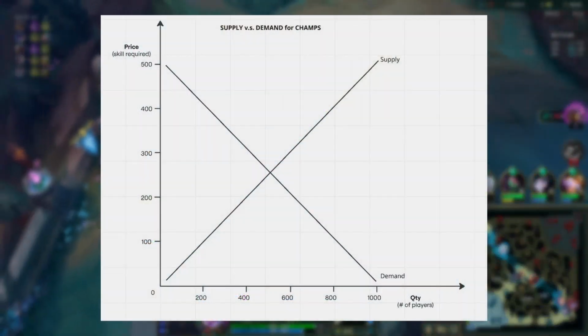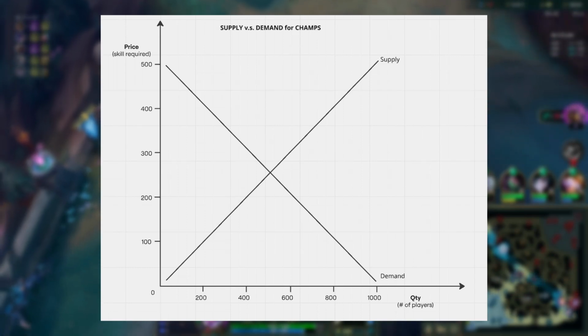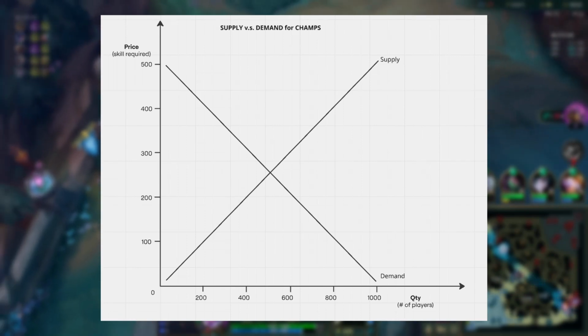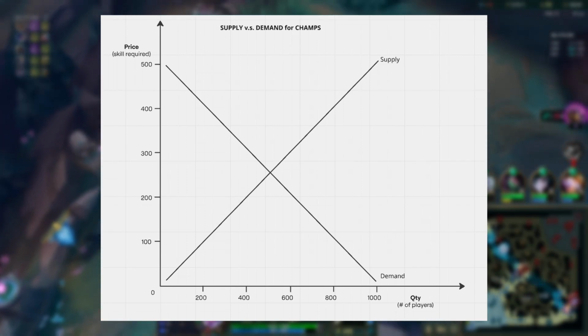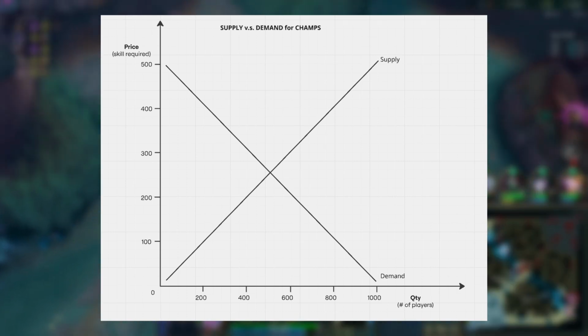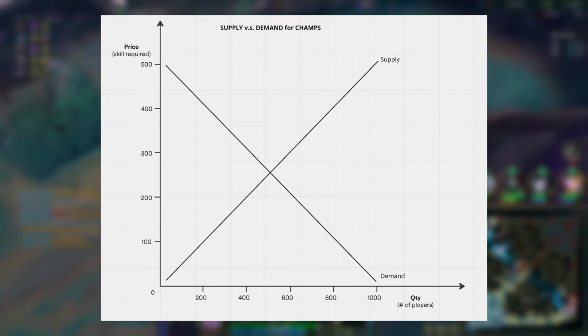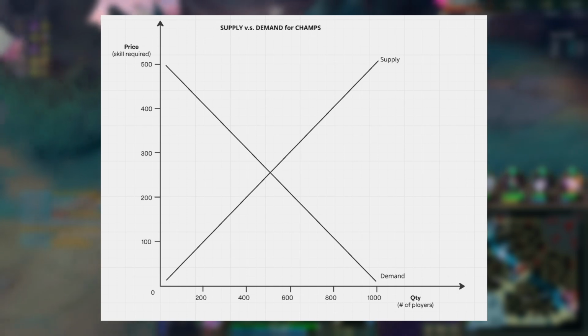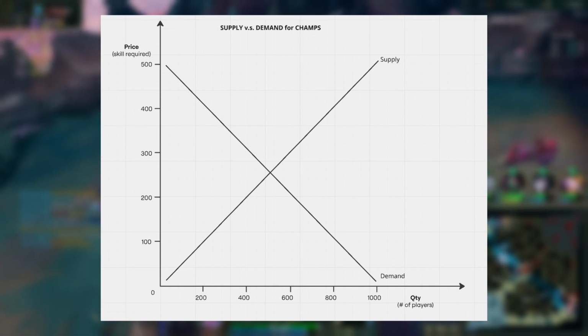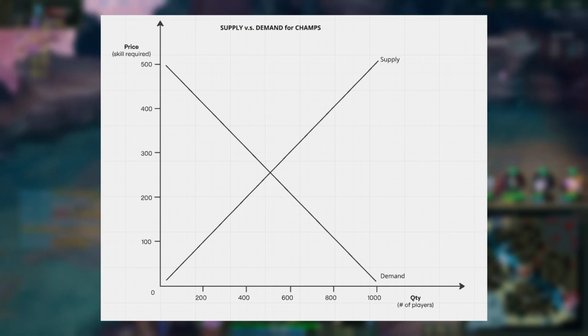Okay, let's talk supply and demand. Price, which is the skill required, is on the y-axis, and quantity, which is the amount of players, is on the x-axis. So, for example, let's take Azir, a normally harder to play champion, and the quantity of players is going to be less. But if we take someone easy, like Garen, we can see that demand for Garen is high because he is so easy to play.